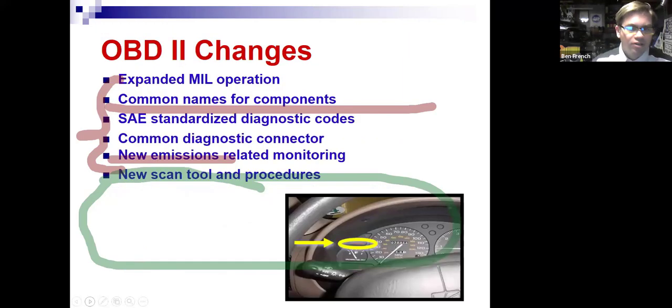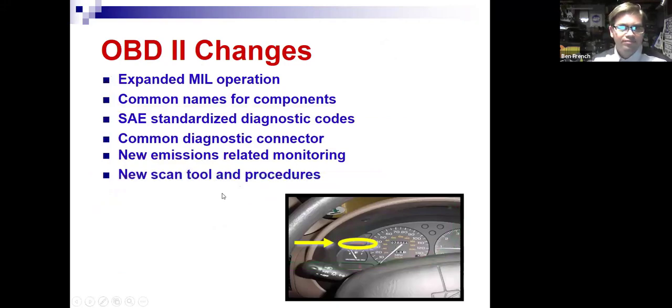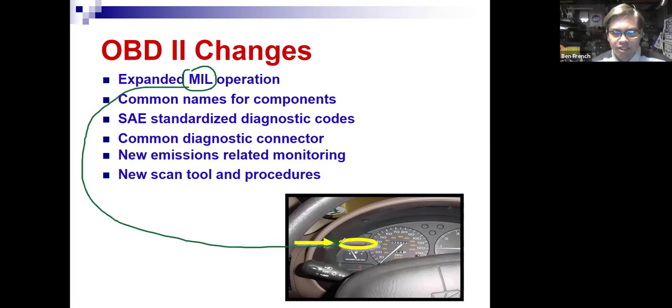And remember, the goal is to monitor the emissions over the life of the car. So what did we get out of this? Well, we got expanded MIL operation. Just that name, MIL, we no longer call it a check engine light. We came up with this generic term, or I should really say the engineers came up with this term, the MIL, for malfunction indicator lamp, that represents what used to be called the check engine light or the service engine soon light.